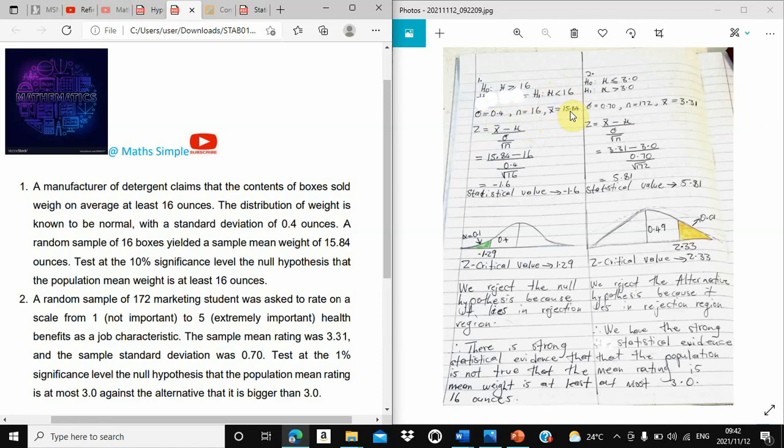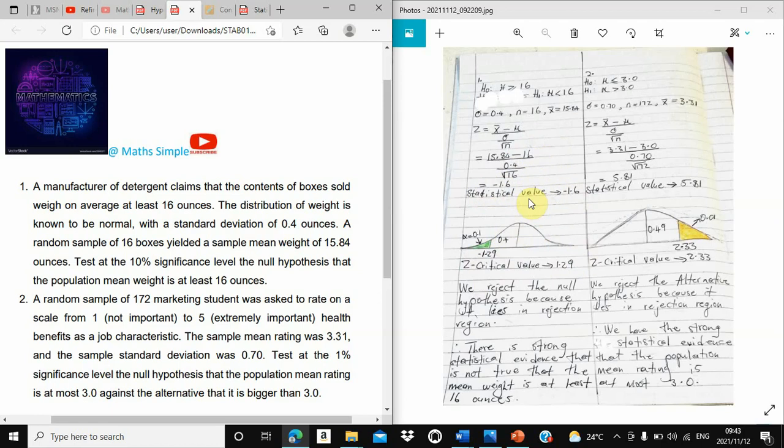From there, we substitute into this formula the precise values that are matching here. After that, our answer is minus 1.6. This is the statistical value. Our statistical value is negative 1.6. This is not the final answer, because we have to get the statistical value and the critical value. The statistical value and the critical value will tell you whether the null hypothesis is to be accepted or rejected.